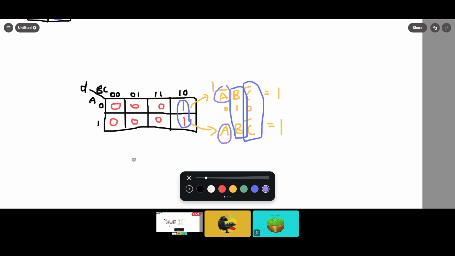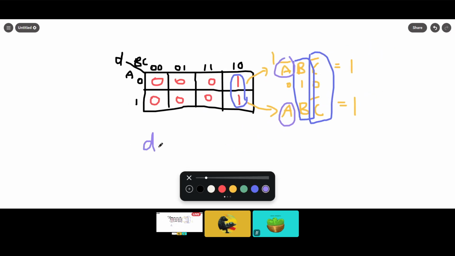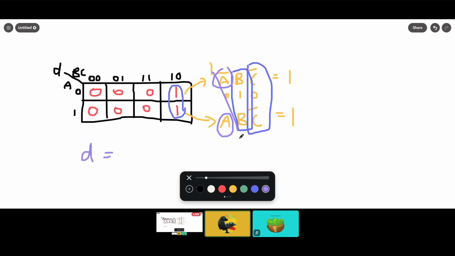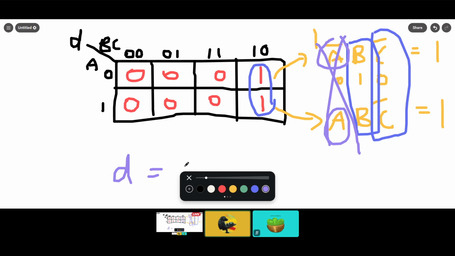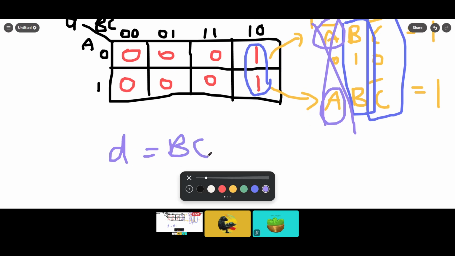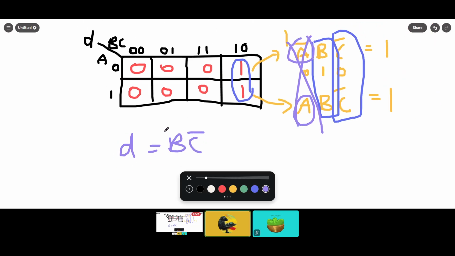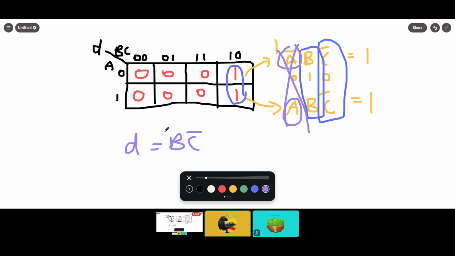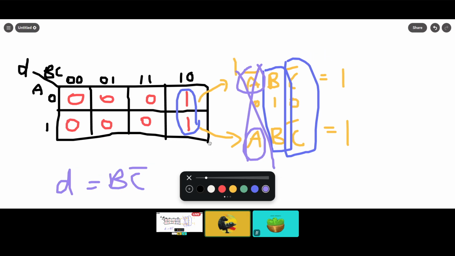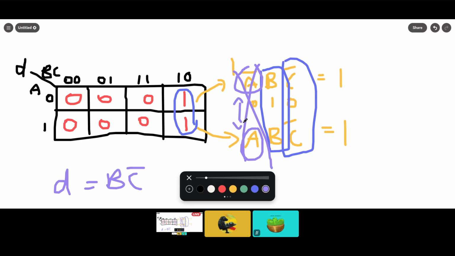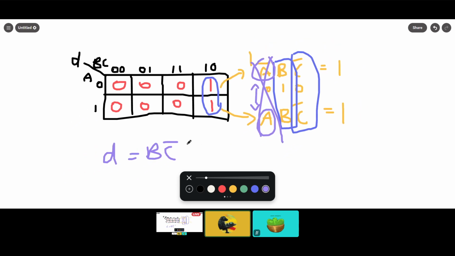So we look at each group. Then we see, oh, A is useless. We kill A. What do we have left? We have what was common: B, C bar. We write that down. And this is the simplified version. That's it. So all we need to do is, when we group things together, we see what is useless, what fluctuates, what changes. Then we kill that, and we write down what is remaining.